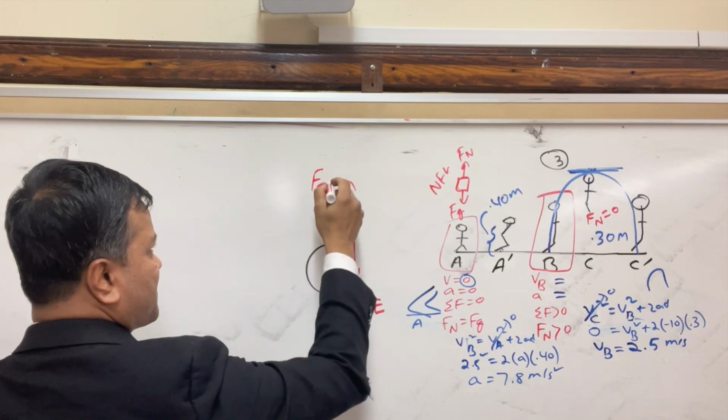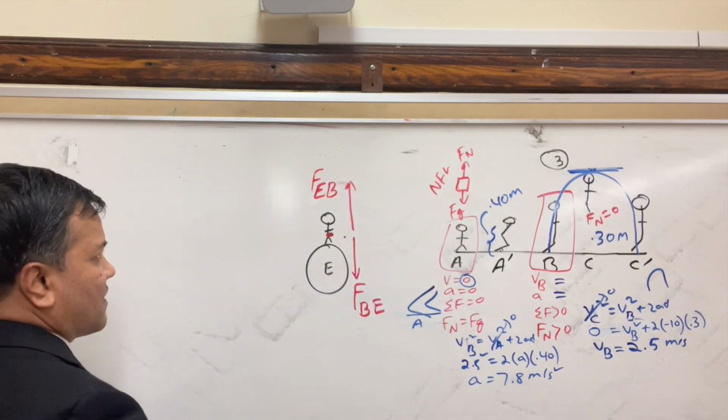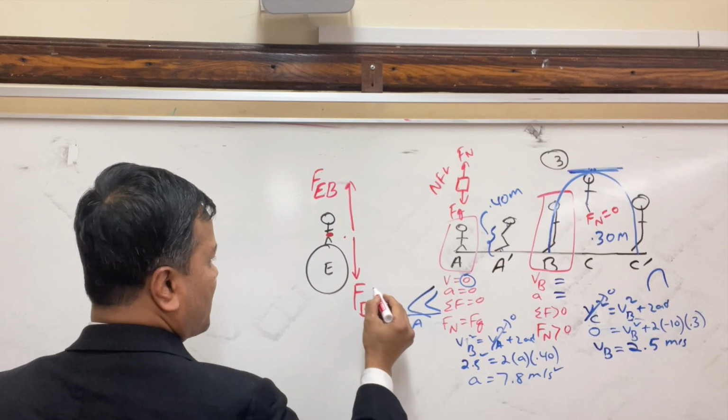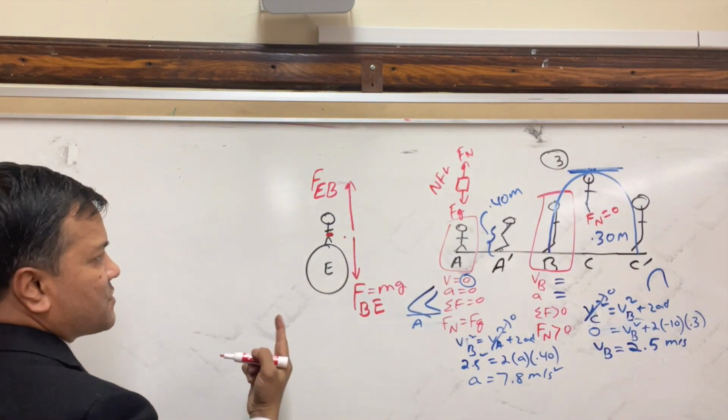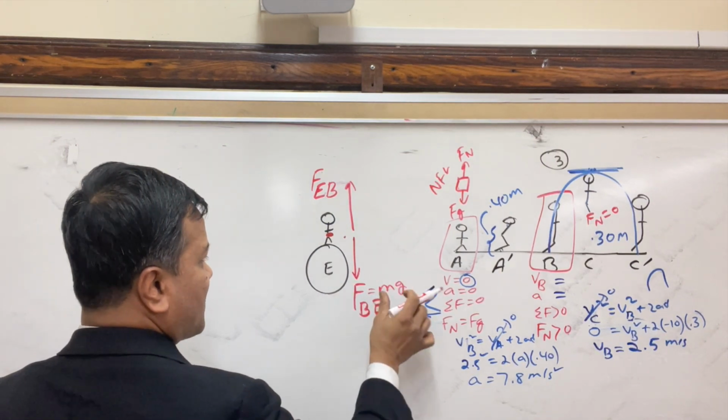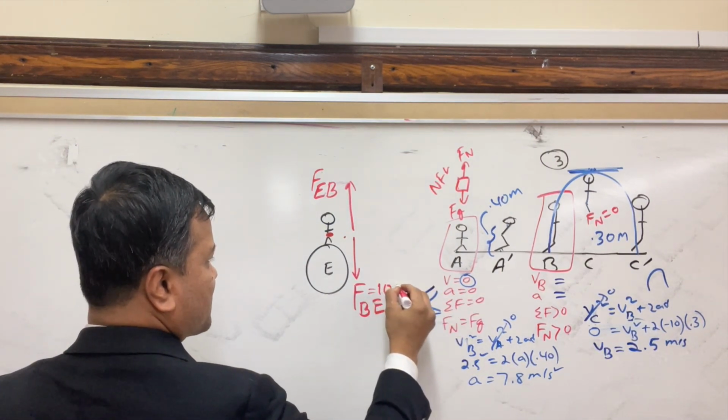Earth gets pulled by Mr. Barry to the center of himself. So this one you can find by mg. All right, so that means Mr. Barry is 100 kilograms, 100 times 10, which is 1000 Newton.